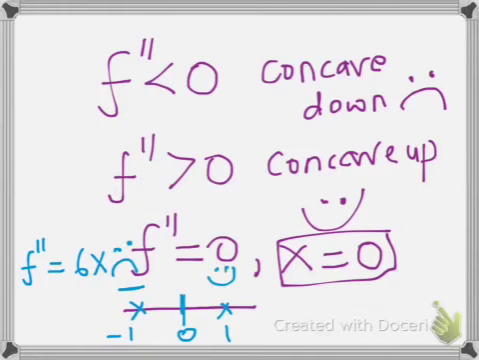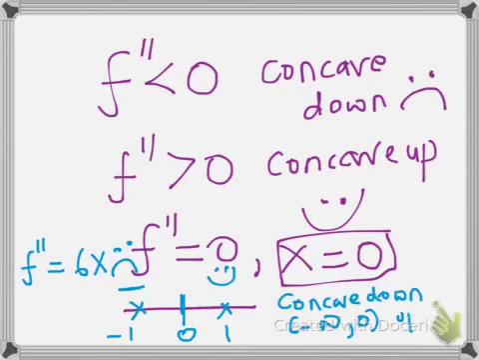And it's happy here because if I plug in 1, I get a positive number. So it means my function is concave down. It's concave down on the interval negative infinity to 0. 0 is my point of inflection. And similarly, it's concave up from 0 to infinity, right? And 0 is my point of inflection.